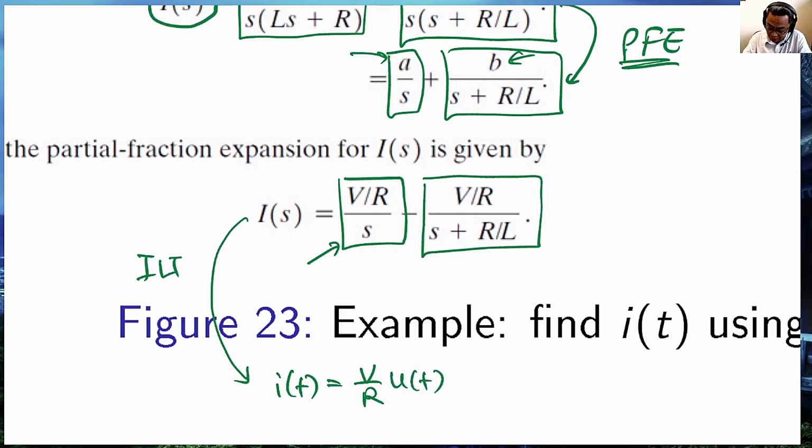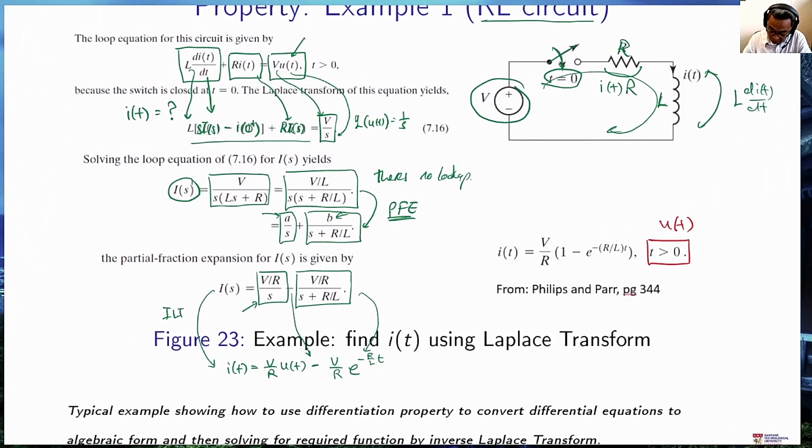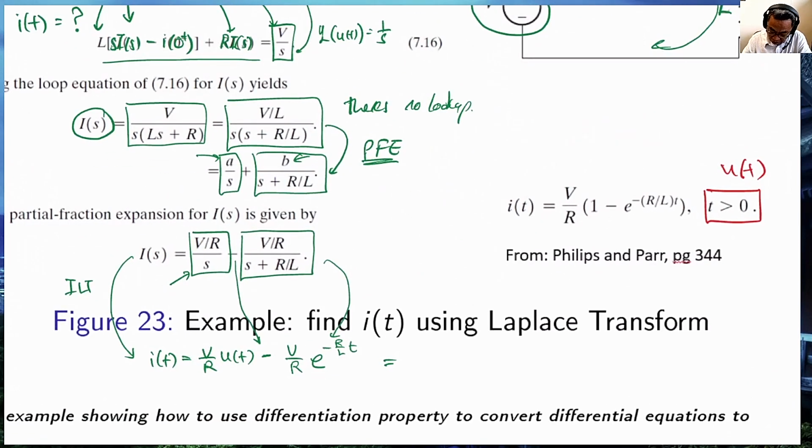That's the idea. What about this one? Minus, okay, so the minus comes here. And then we have V over R, because that's just a simple constant. 1 over s plus R over L becomes e to the minus R over L t. And then you can group the V over R together, and you have 1 minus e to the minus R over L t, u(t). So this is the answer here.